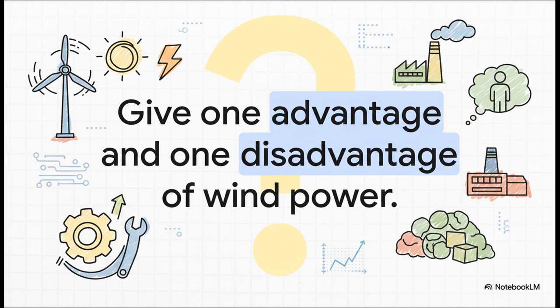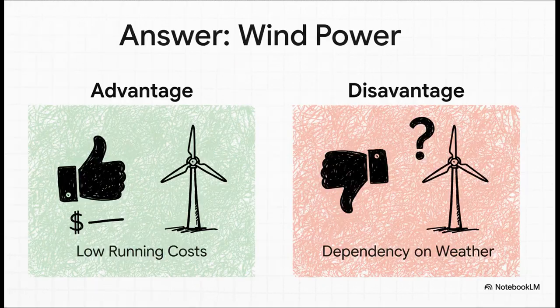Give one advantage and one disadvantage of using wind to generate electricity. And here we go. A great advantage is the really low running costs once the turbines are actually built. A major disadvantage is that it's totally dependent on the weather. If the wind isn't blowing, you're not making any power. Saying it has a high initial investment cost is a perfectly good answer too.